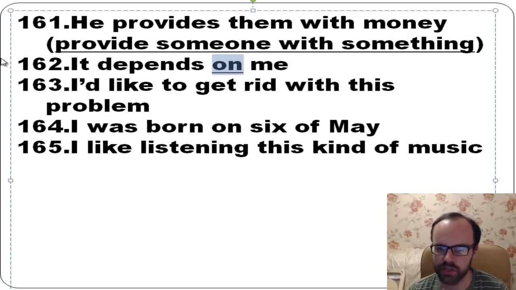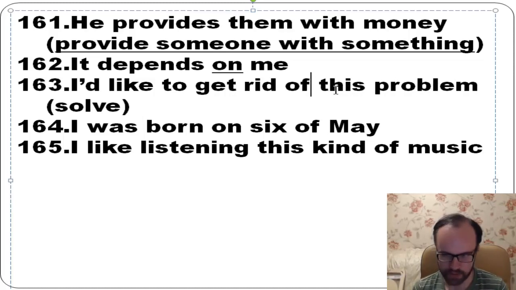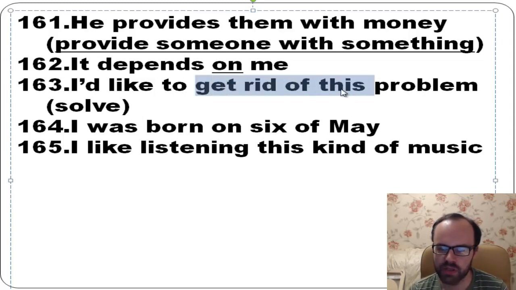I'd like to get rid with this problem. It means that I'd like to solve this problem. Or get rid of something. I'd like to get rid of this problem. It means to solve this problem.